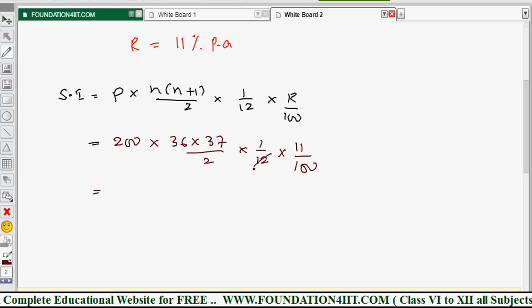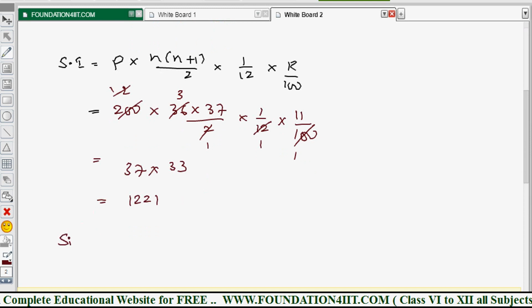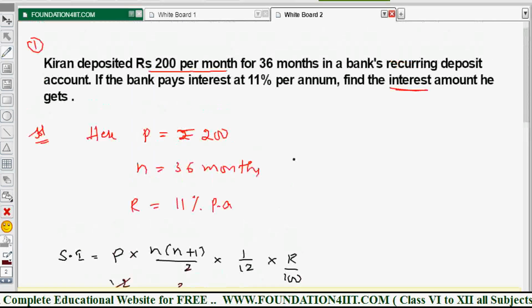You can cancel: 12 ones are 12, 3s are 36, and 100 ones are 100, 2s are 200. This 2 gets cancelled. Then finally 3 into 37 into 11. So 37 into 33, that is 1221. That's it. Therefore, the simple interest he gets on this account is 1221 rupees. This is the simple interest if you are asked.